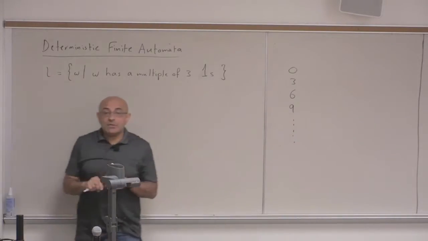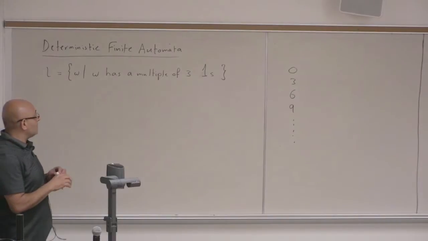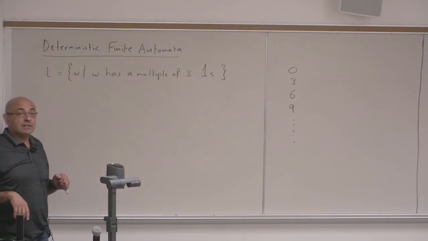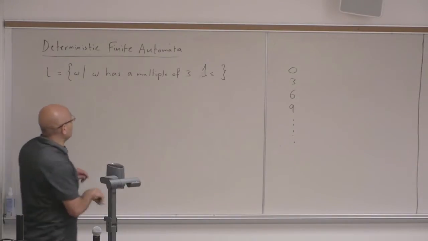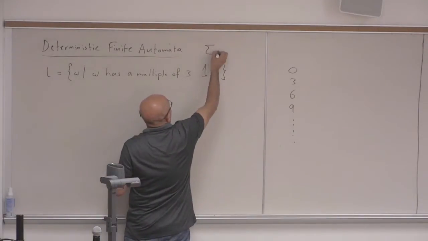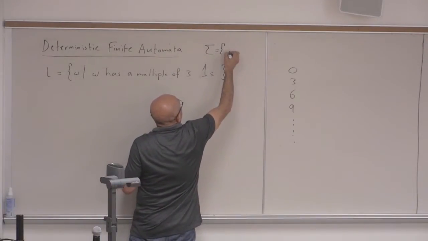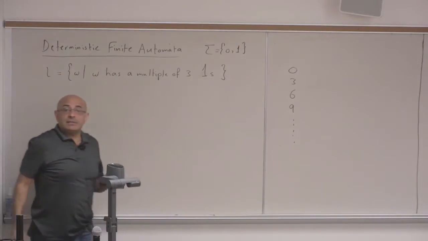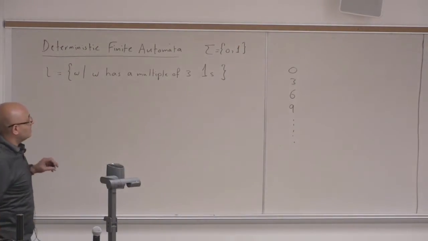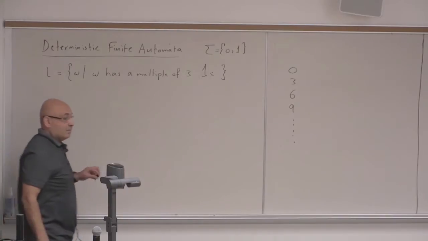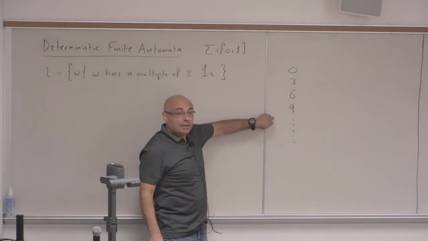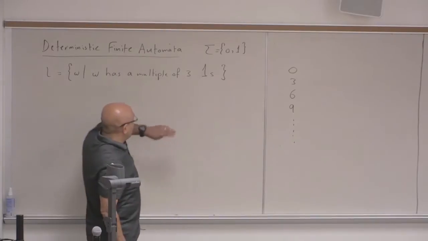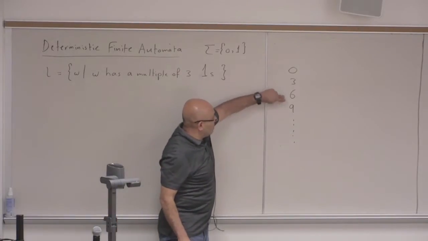Now, does this language have a finite number of strings or an infinite number of strings? Infinite. It has an infinite number of strings. By the way, sigma is our default alphabet, 0, 1. In fact, we will see an example today in which the alphabet is not this. I'm going to extend the alphabet in one of the examples that we will go through today. Okay, so the number of ones in this string should be 0, 3, 6, 9.